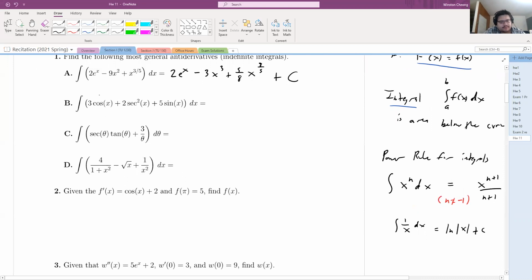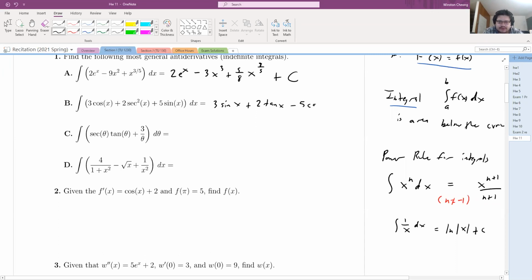Okay, back to the problems. So integral of cosine, you should think what function, when you take its derivative, gives you cosine, and that's going to be sine. What function, when you take its derivative, is going to give you secant squared? Well, you should think tangent. And then what about a function whose derivative is sine? Well, you should think negative cosine, right? There's going to be a sign flip that happens when you differentiate cosine.